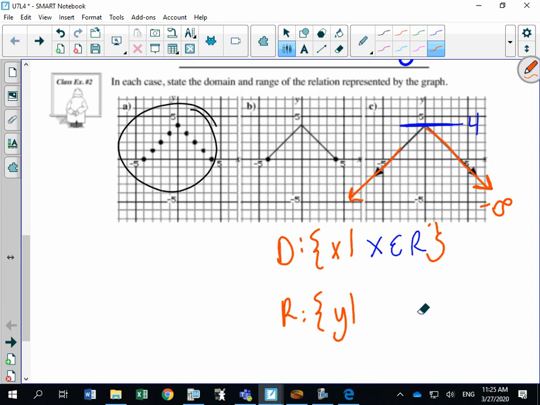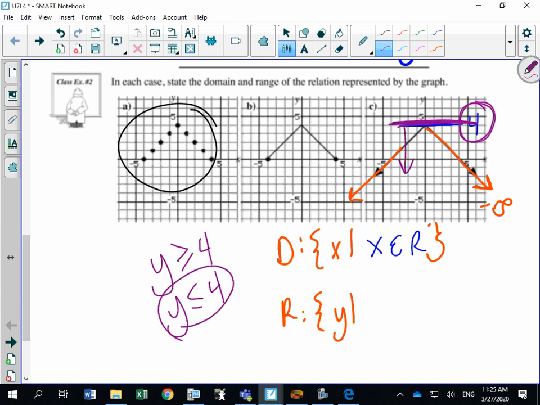So how do we write our domain and range when we only have one number? Because we're dealing with range, we're going to write y, and when we have one number, write y is greater than or equal to 4, or y is less than or equal to 4. So what you have to ask yourself is, are the y values on your graph bigger than 4 or less than 4? If this is 4, is your graph bigger than 4 or less than 4? Your graph is less than 4.